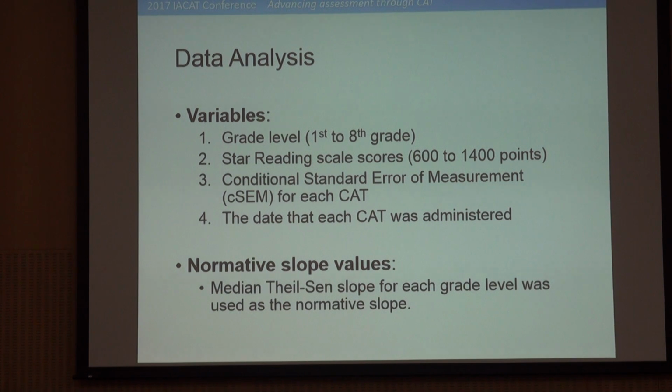Since we have a really large sample size, almost 6 million students, we looked at the normative slopes for each grade level. We had nearly 500,000 to 600,000 students for each grade level, so we were able to create a normative value for each grade level. Because the numbers are pretty representative and we looked at multiple years, the slopes did not change much, even though we just used a single year to create this normative slope. The numbers are pretty stable across years.